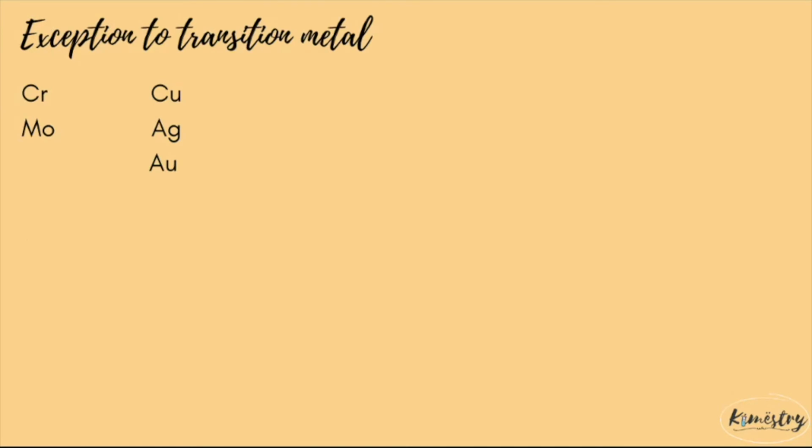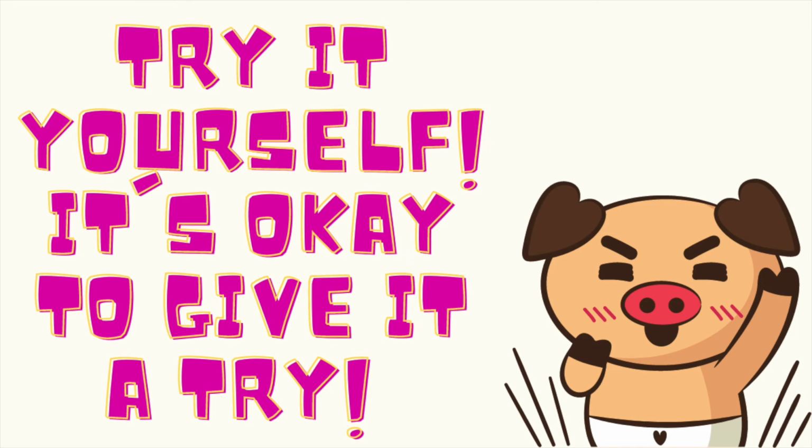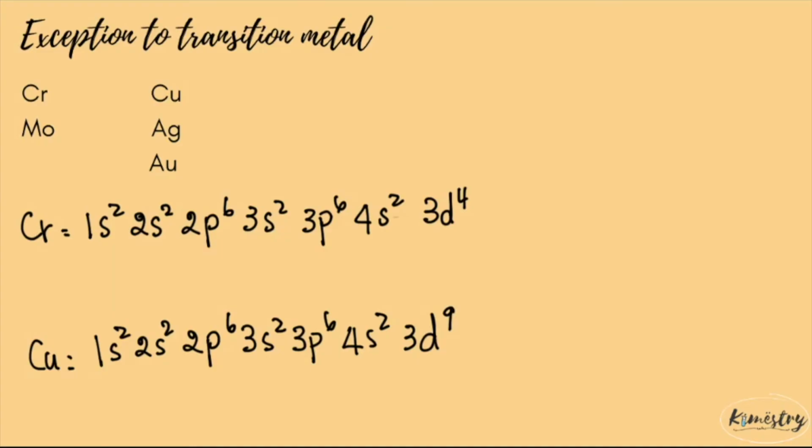Exceptions to transition metals. There are exceptions to transition metals, and those include chromium, molybdenum, copper, silver, and gold. Okay, so let's take a moment and write the electron configuration of chromium and copper. If you write the electron configuration of chromium and copper without knowing that these are exceptions, I'm sure we are all going to get the configurations like I show right here. However, this is not the right electron configuration for these.